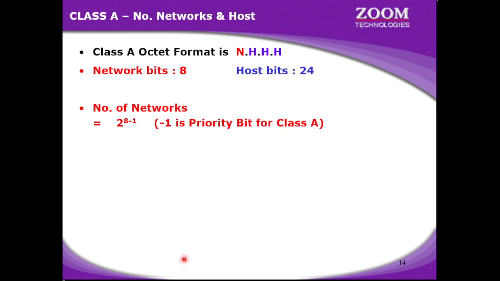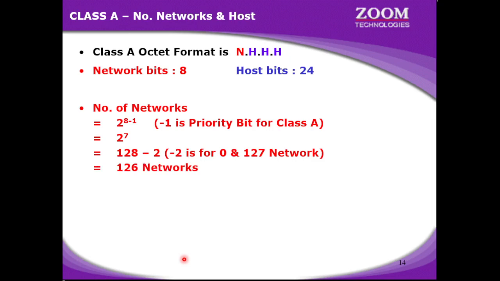Halimbawa lang. So it's 2 raised to 8 minus 1. Bakit minus 1? Is for priority bit for class A. So 2 raised to 7, we have 128. So we subtract 2, para dun sa naka-reserve na IP address. So meron tayong 126 networks for class A. So 126 na computer shop. Imagine niyo lang po 126 na computer shop.